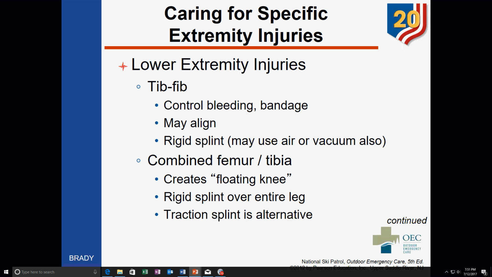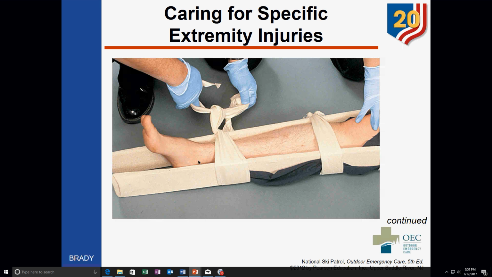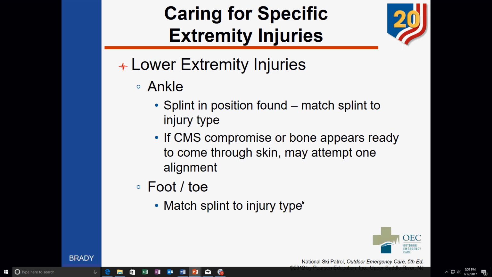This is one of those from before. Tib-fib, combined femur, tibias. We'll cover all this stuff up there. Here's one of the air splints. I can also use that to control bleeding in addition to a fracture. Again, this is probably the injured area, someone here. You wouldn't put it over here if it was injured here. You'd stabilize it here and here, above and below.